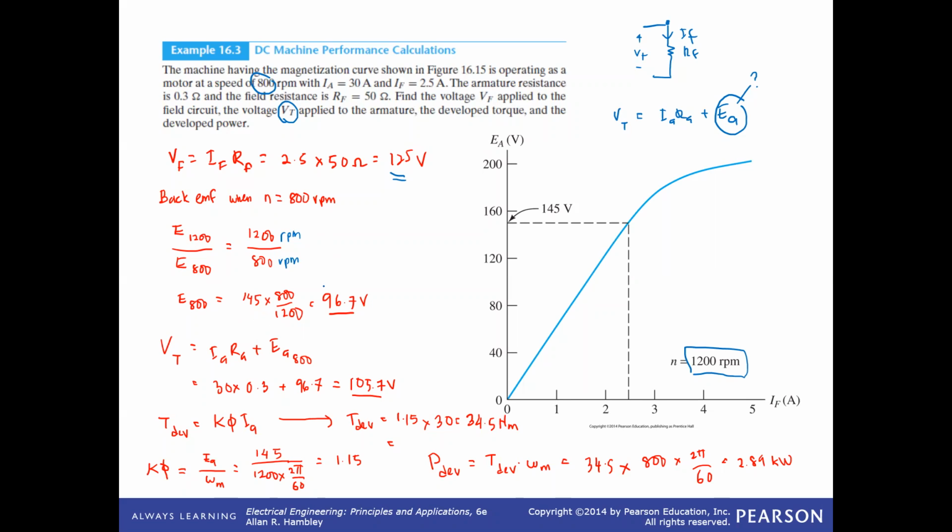So right now we have already obtained this, and we can substitute the voltage EA with 96.7. IA is 30 ampere, RA is 0.3. So the voltage at the terminal of the armature circuit is 105.7 volt.